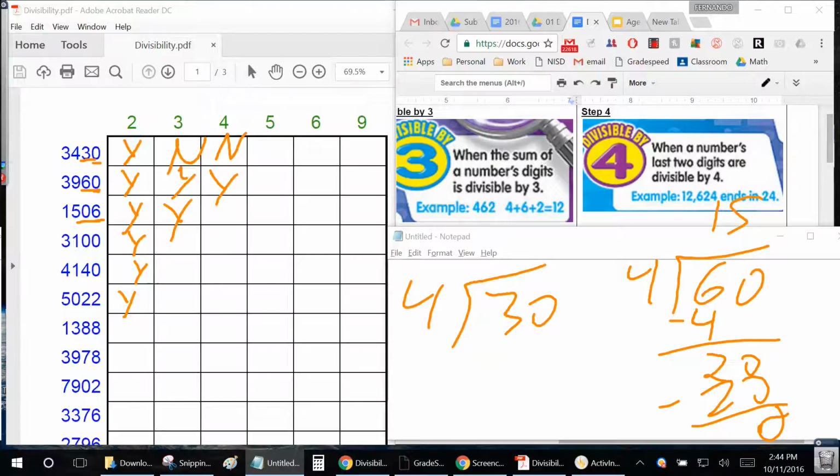Now, what about 06? Can 4 go into 6 without a remainder? No, so that's that one.